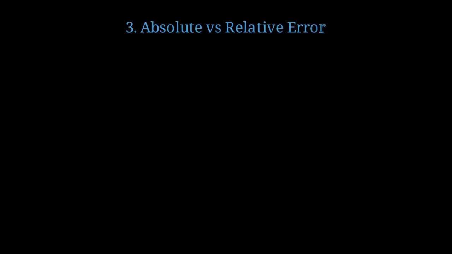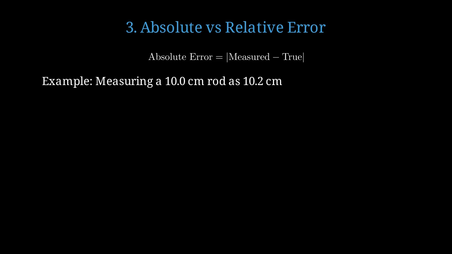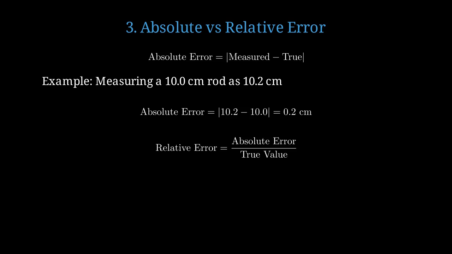Now let's distinguish between absolute and relative error. Absolute error is the magnitude of the difference between measured and true values. For example, if we measure a 10-centimeter rod as 10.2 centimeters, the absolute error is the magnitude of 10.2 minus 10.0, which equals 0.2 centimeters. Relative error is the absolute error divided by the true value, giving us a fractional measure. In our example, the relative error is 0.2 divided by 10.0, which equals 0.02 or 2%.